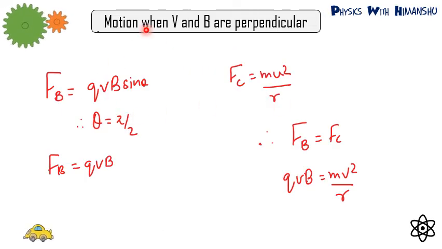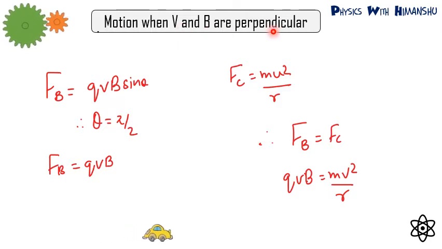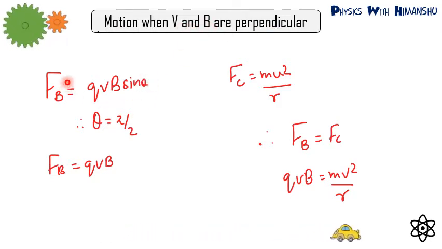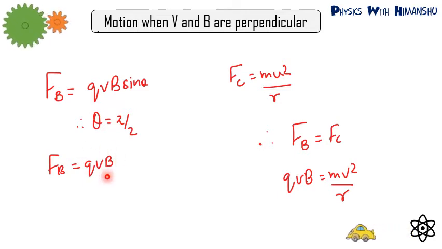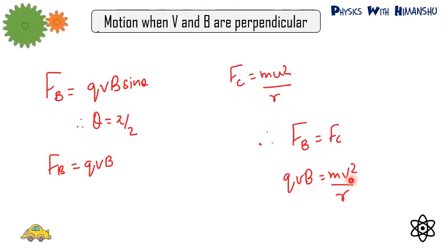So the first case we'll cover is motion when V and B are perpendicular. If V and B are perpendicular, then theta will be equal to pi by 2. So force due to magnetic field will be only QVB, and this force will be perpendicular to velocity. So this force will provide the required centripetal force to move in circular motion. The force required is mv square by r, so QVB will be equal to mv square by r.